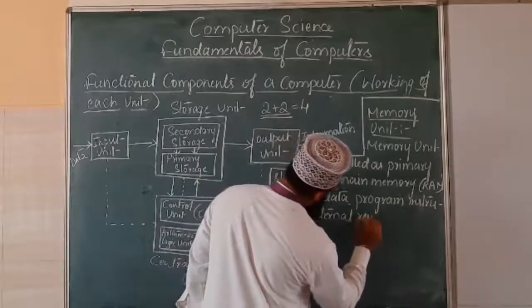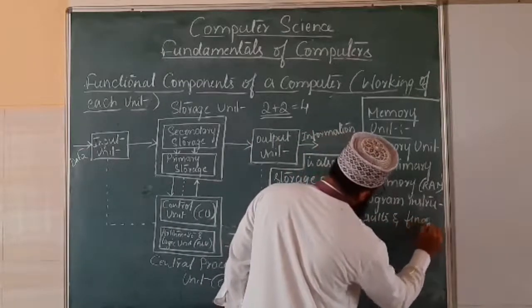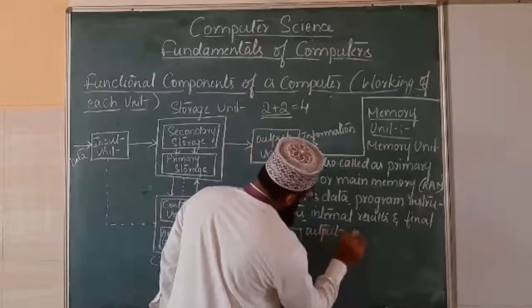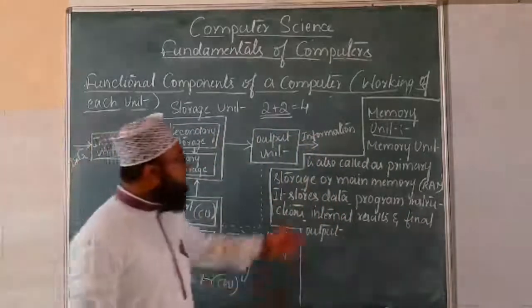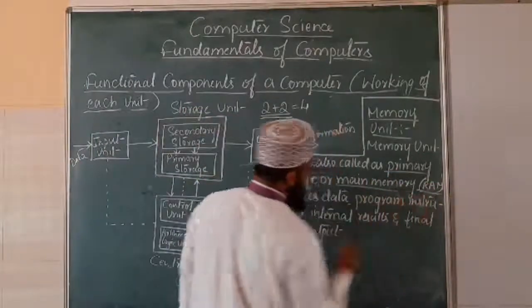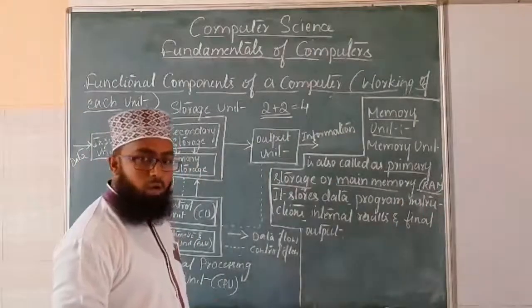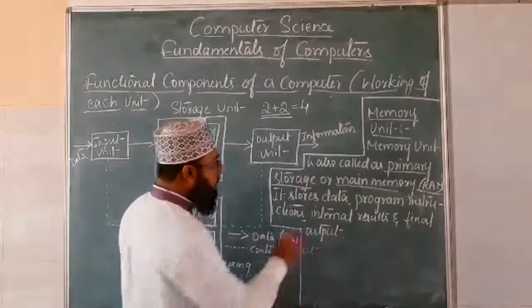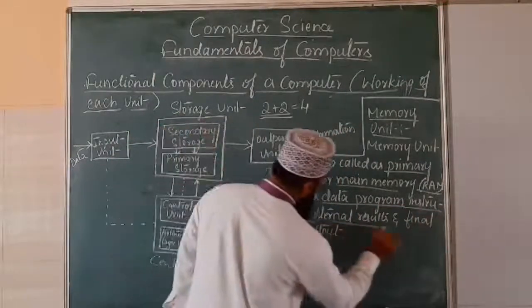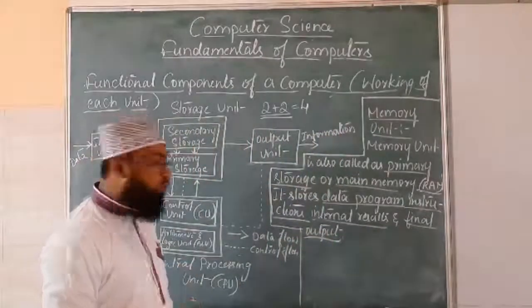Internal results and final output. It is also called primary storage or main memory. What is the working of this main memory or the primary memory? The working is that it stores data and program instructions. Then it will store internal results and final output. When will it store?